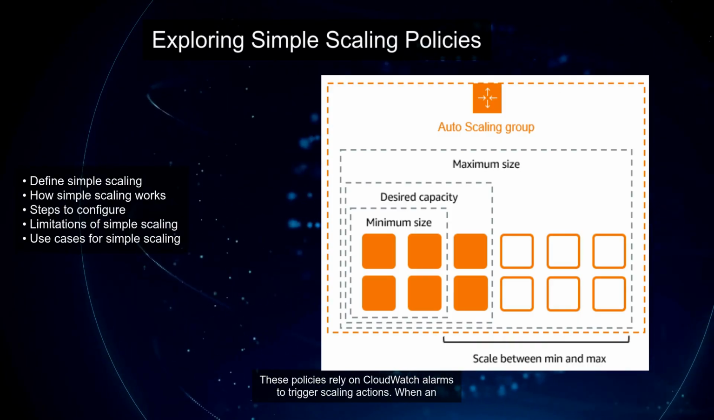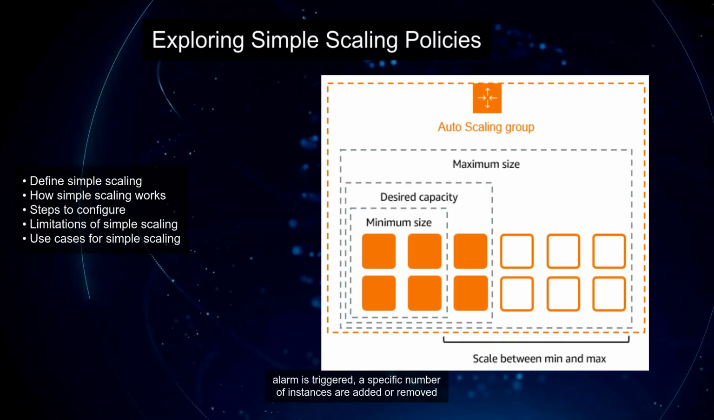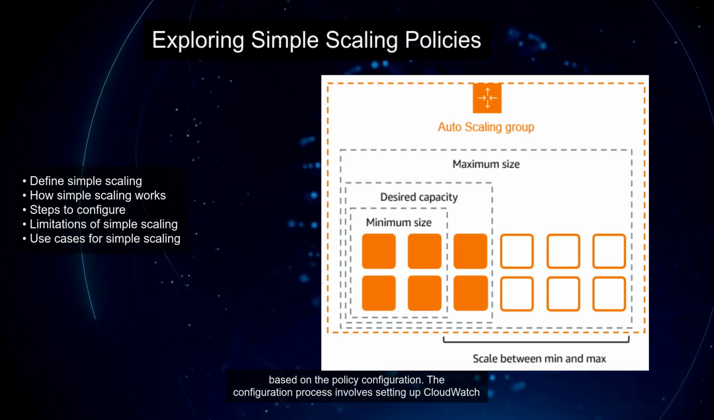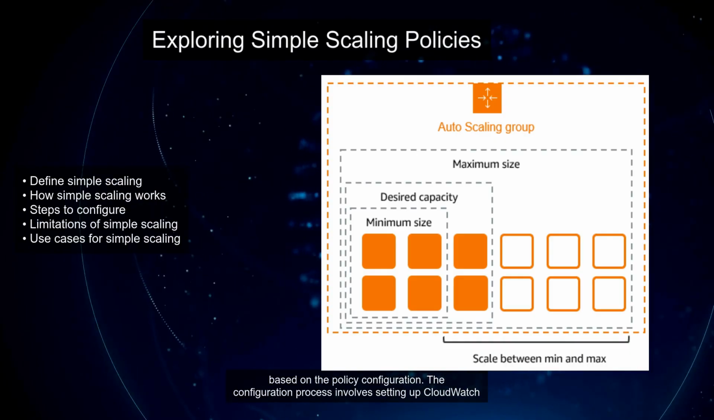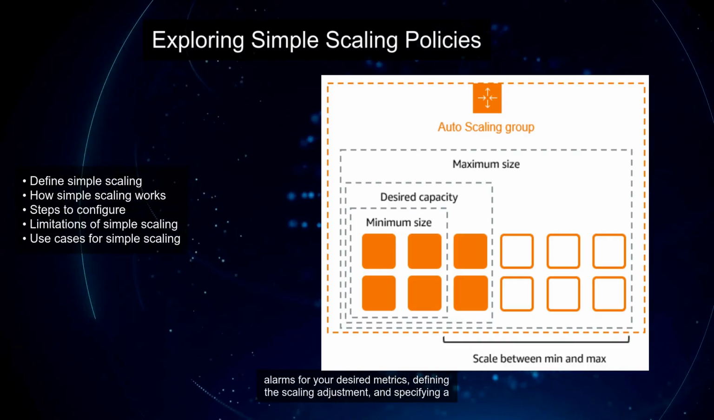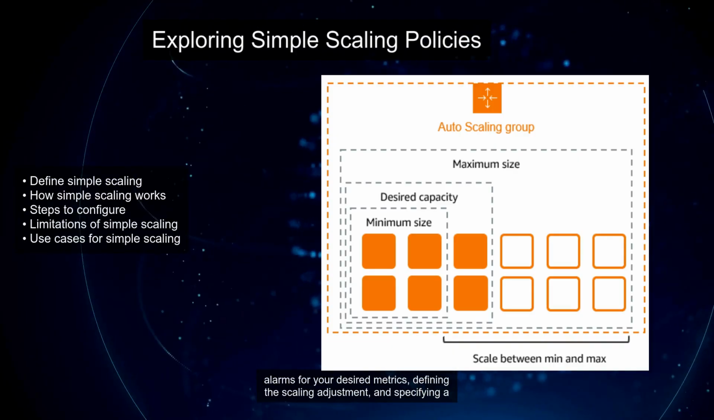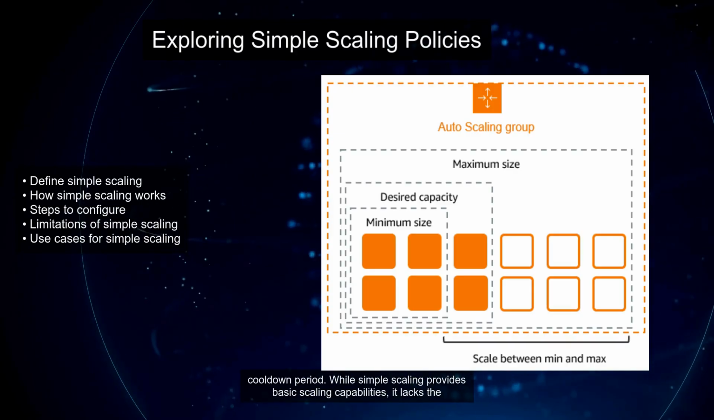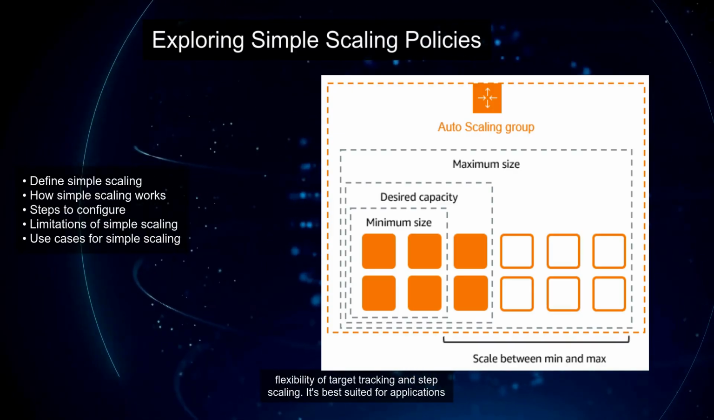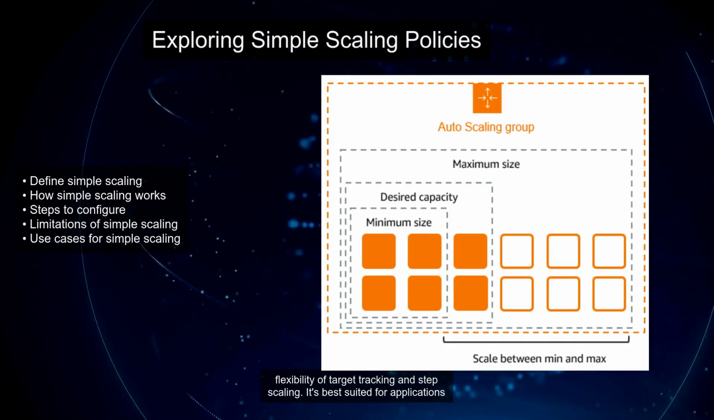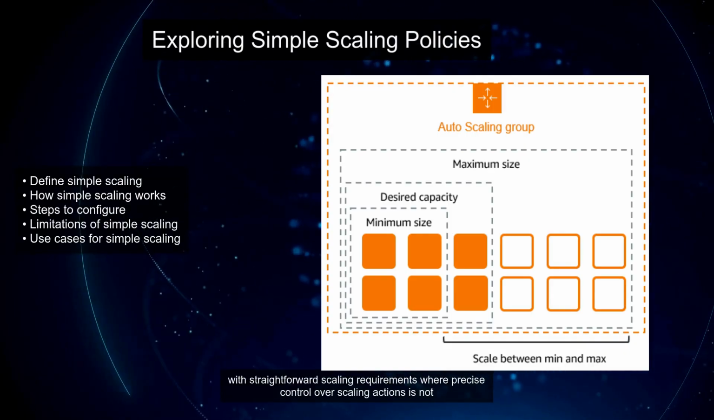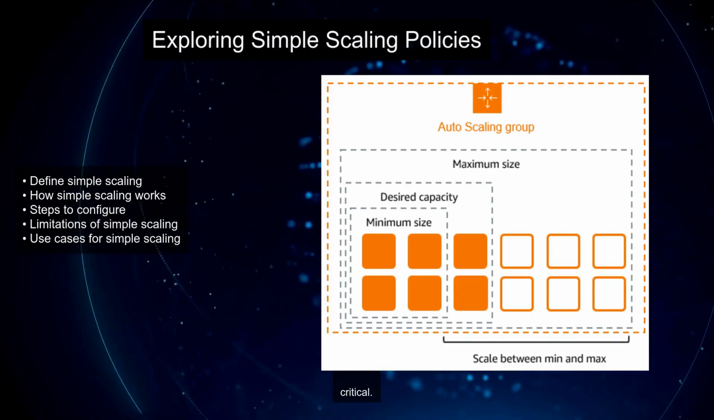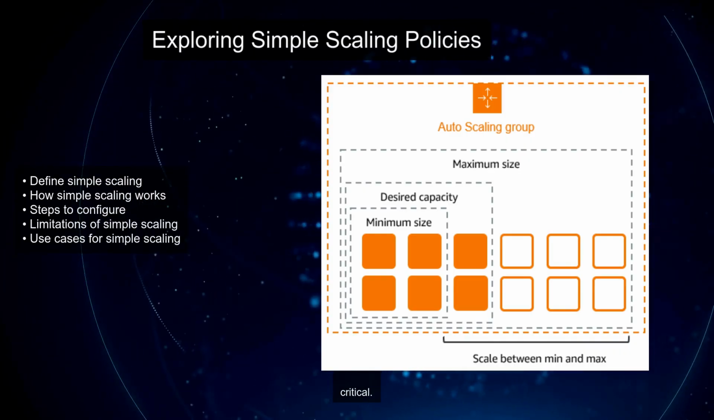Simple scaling policies were among the first scaling mechanisms introduced in AWS. These policies rely on CloudWatch alarms to trigger scaling actions. When an alarm is triggered, a specific number of instances are added or removed based on the policy configuration. The configuration process involves setting up CloudWatch alarms for your desired metrics, defining the scaling adjustment, and specifying a cooldown period. While simple scaling provides basic scaling capabilities, it lacks the flexibility of target tracking and step scaling. It's best suited for applications with straightforward scaling requirements where precise control over scaling actions is not critical.